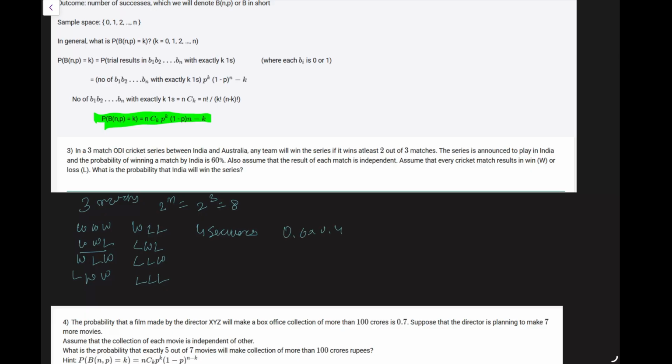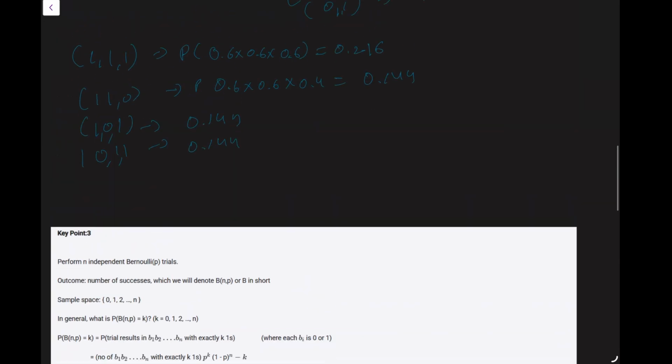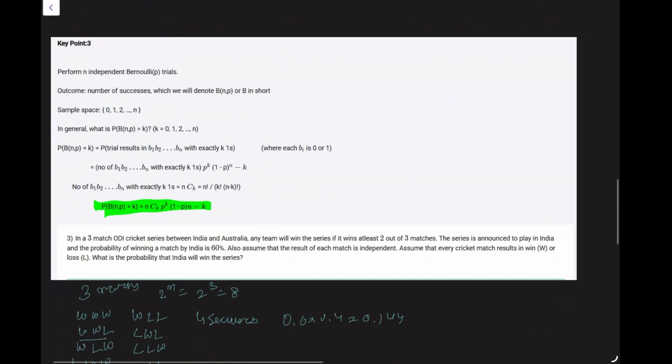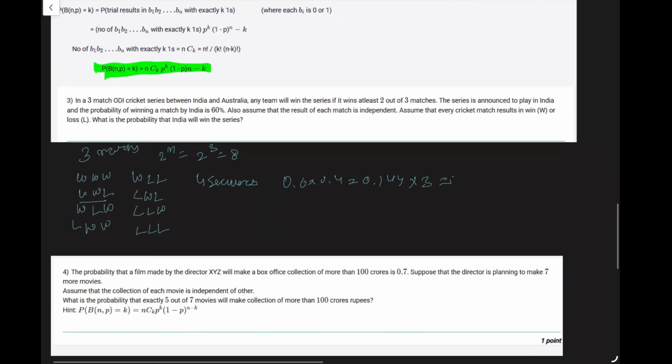0.6 times 0.6 times 0.4 is 0.144. There are 3 sequences which are the same, as we have seen before. So you can multiply it by 3 and you get 0.432. Now, the all-win sequence, win, win, win, has a probability of 0.216.